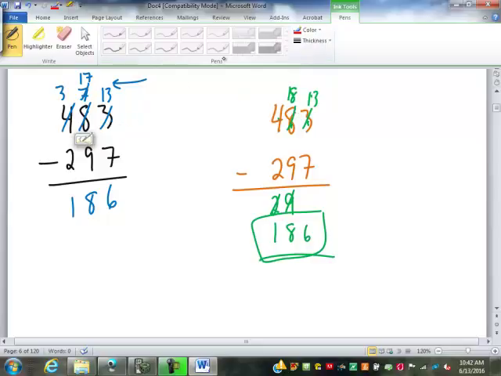I realize again you're going to punch this in the calculator. So again, look at this and say, okay, 483 is about 500. 297 is about 300. 5 minus 3 is 2. I keep the same name of hundreds. I'm expecting an answer of around 200.